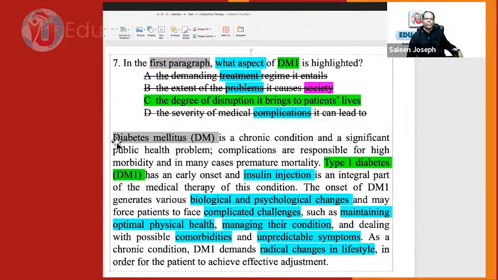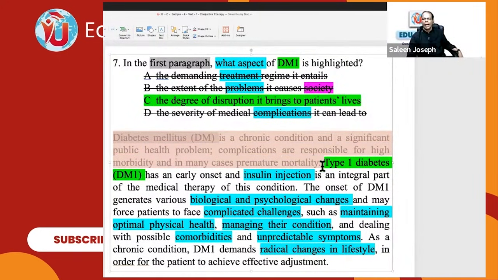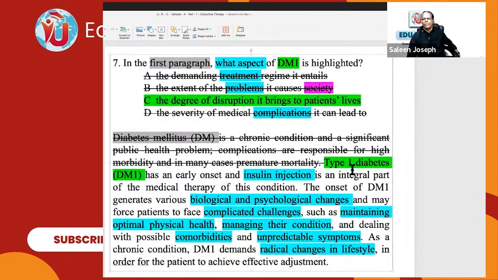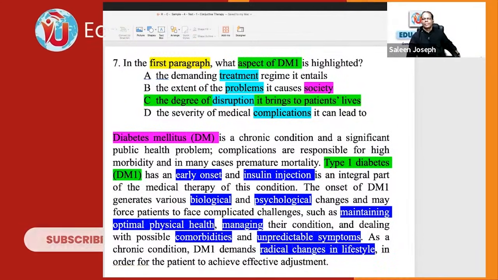Actually, the whole paragraph, except this first part, is a general statement, as I told you, until you reach that particular name given in the question stem, that is DM1, which stands for type 1 diabetes. In brackets, they have given DM1. Until then, you do not worry. After that, everything given is a disruption in the patient's life. Hope that is clear. Okay. So it looks like this: all disruptions. Early onset, insulin injection, biological, psychological changes, maintaining optimal physical health, managing the condition, comorbidities, unpredictable symptoms, radical changes in lifestyle. This is how you have to understand it.